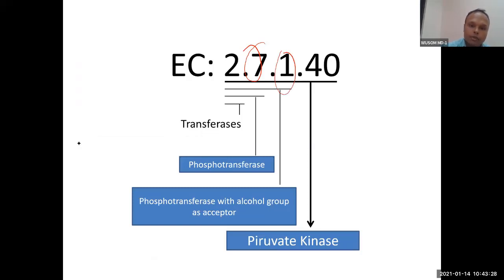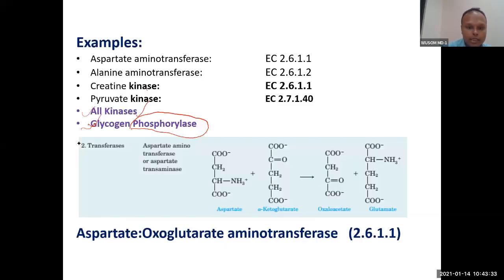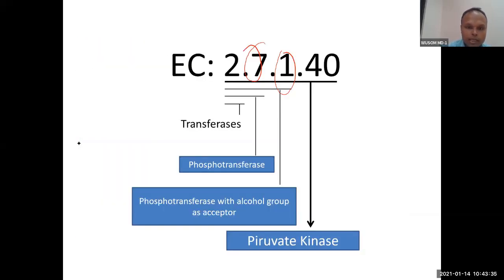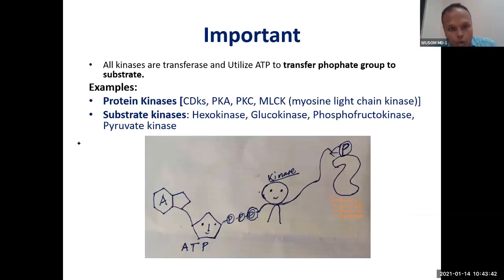You can see phosphotransferase with alcohol group acceptor. It talks about the acceptor, it talks about the donor group, you can see the donor and acceptor concept, and then it is a specific name. You can understand, so all kinases are transferases. What is the function of kinase? You can see this is kinase. What is it doing? It is taking the phosphate group from ATP and transferring the phosphate group from ATP to some substrate. That is why this is kinase. Did you get that?